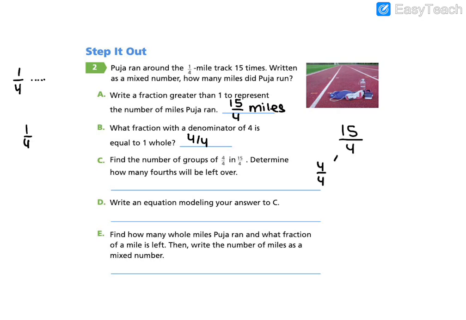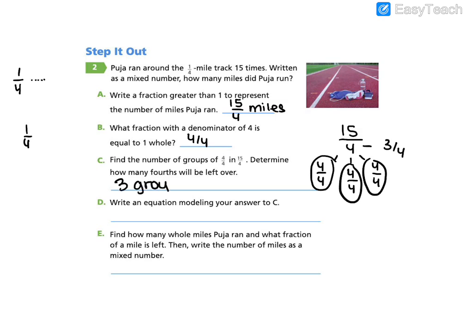So we can think about 15/4, and I want to think about decomposing it. If I have one group of 4/4, I'll have 11/4 remaining. So I can take out another group of 4/4. Now I'll have 7/4 remaining. I can take out another group of 4/4. Now I have 3/4 remaining. Can I take out another group of 4/4? I can't. I'm left with 3/4. So how many groups of 4/4 are there? 3 groups. And there's 3/4 left over.